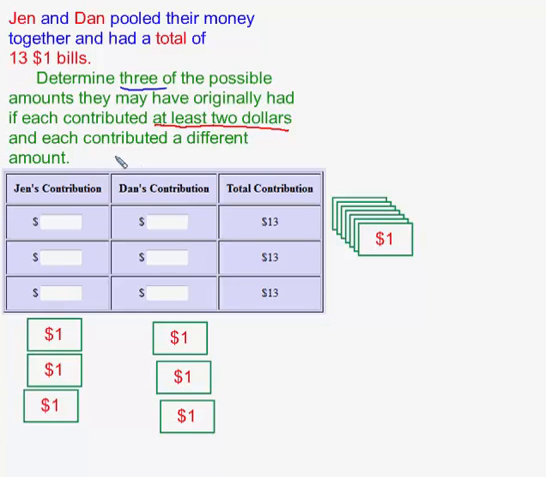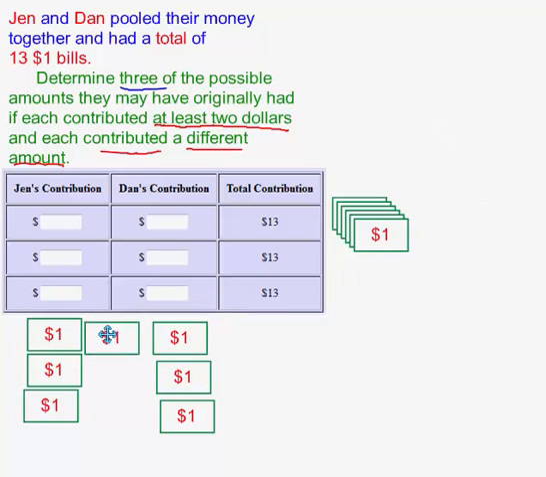Don't forget that the other condition is that each person gave or contributed a different amount. So for example, right now I have Jen contributing $3 and Dan giving $3. So this would not be a correct possibility. One person has to give more than the other.